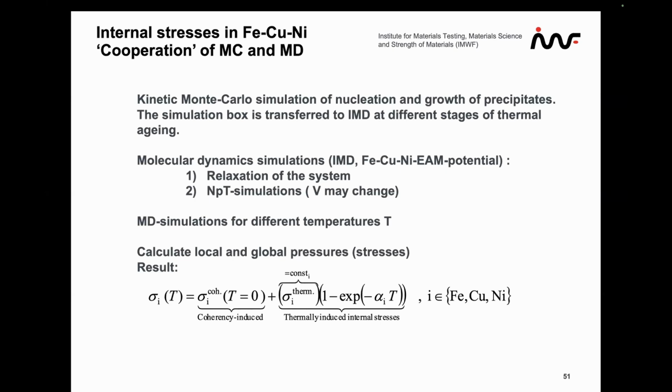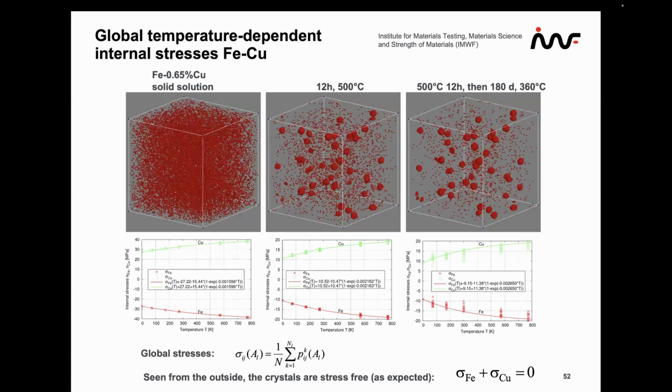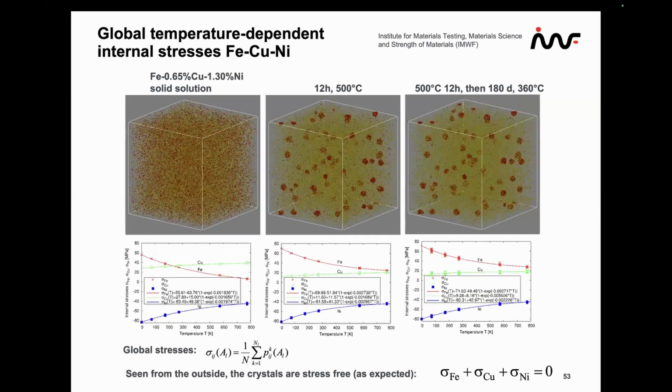I will not go too much into detail here, but this was a question from our partners. And what you see is that copper is usually, in these simulations, in tension, while iron matrix atoms are in compression, independent of whether you go to longer times or lower temperatures in the simulation. Except when you add additional atoms like nickel here, then nickel comes into compression, while iron and copper are then in tension, again for the different situations modeled here.